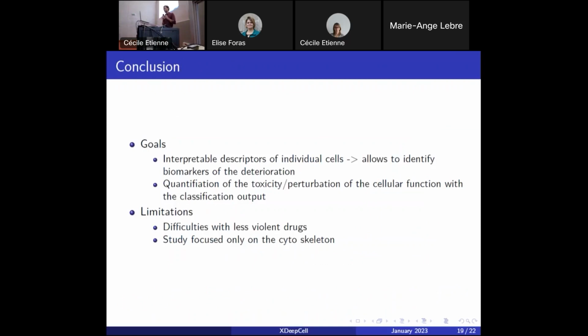And two, we are able to quantify the toxicity of the drug, and we are able to compare these toxicities between different drugs. But it is far from perfect.